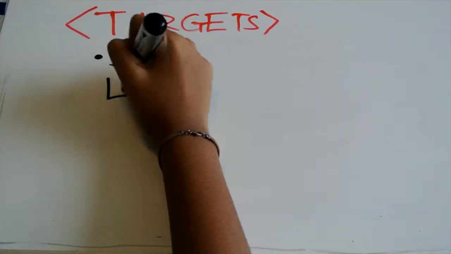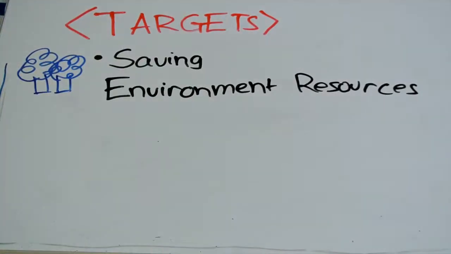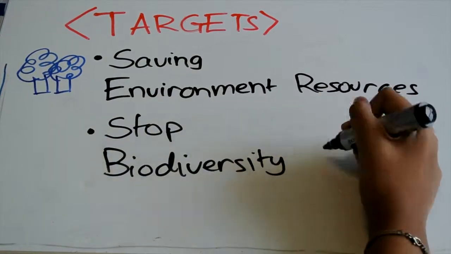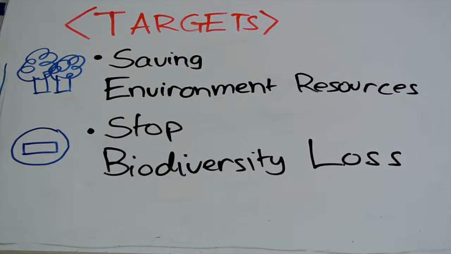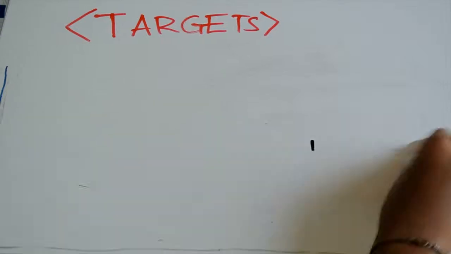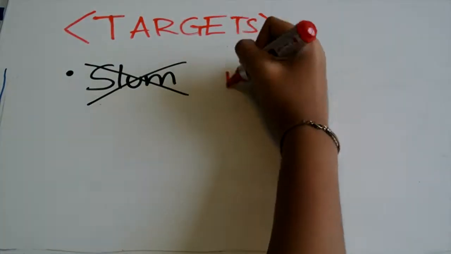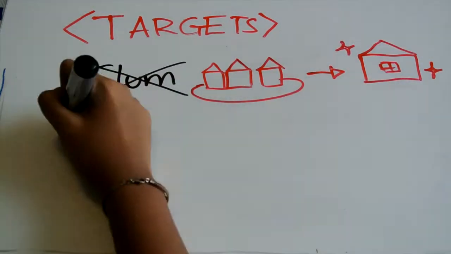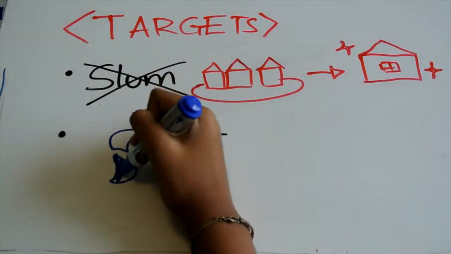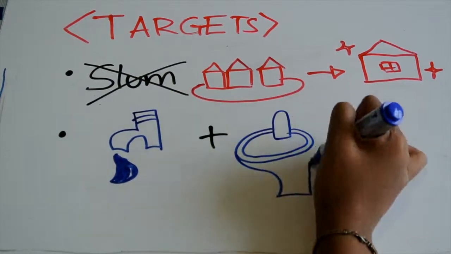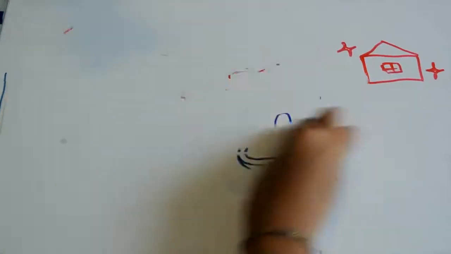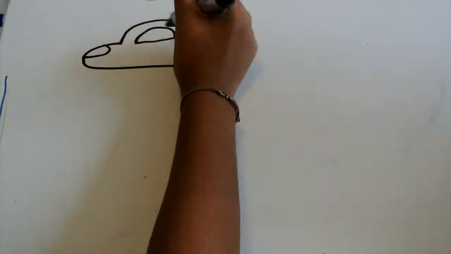Targets of this goal are reverse the loss of environment resources, in other words, saving the environment, reduce biodiversity loss and achieve a significant reduction in the rate of loss, improve the life of at least 100 million slum dwellers, and lastly, halve the proportion of the population without sustainable access to safe drinking water and basic sanitation.